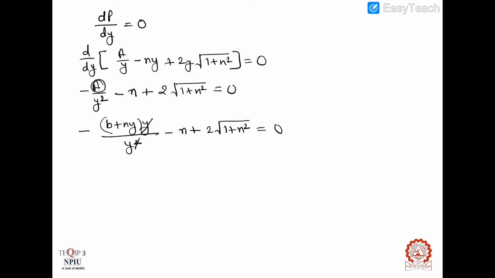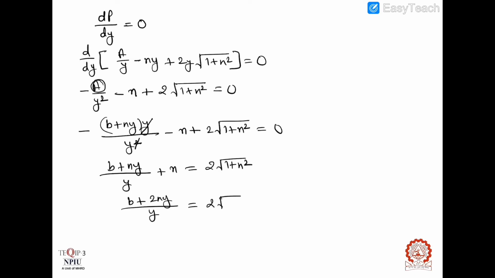This will cancel out, and we can further write it as b plus ny divided by y plus n is equal to 2 root over 1 plus n square. B plus 2ny divided by y is equal to 2 root over 1 plus n square, or b plus 2ny divided by 2 is equal to y root over 1 plus n square.